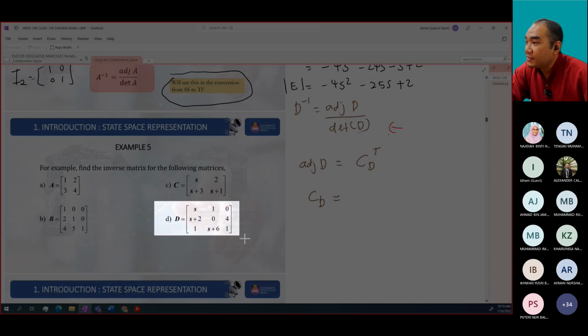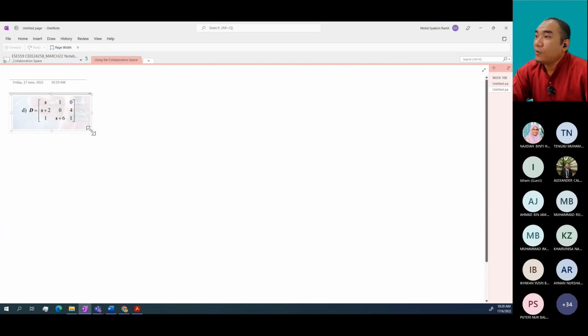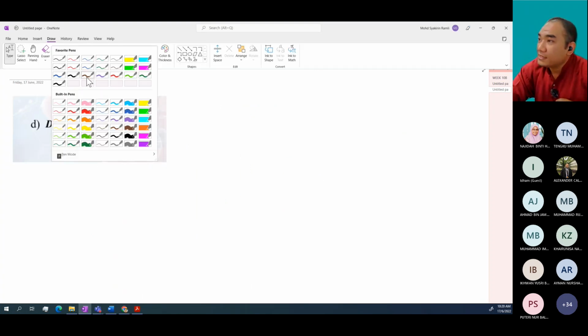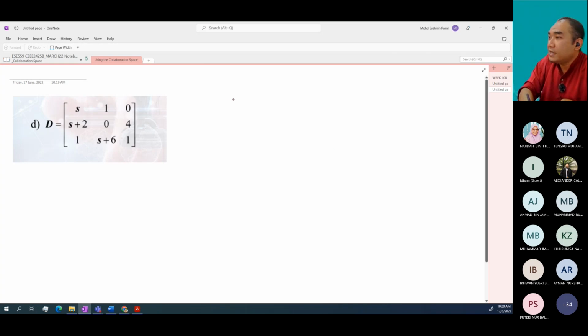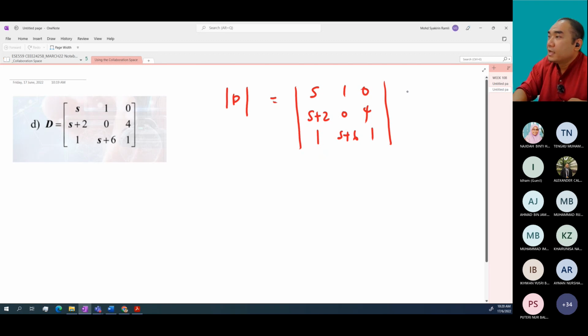Okay, katakan kita ada matrix D ni. Okay, how do we compute the determinant of D? Let's take one of the methods that we learned previously. So to compute determinant of D, this is going to be S 1 0, S plus 2 0 4, and here we got S plus 6 and 1. And then we repeat. Katakan kita repeat the first two columns of D. It's going to be S 1, S plus 2, 0, S plus 6.